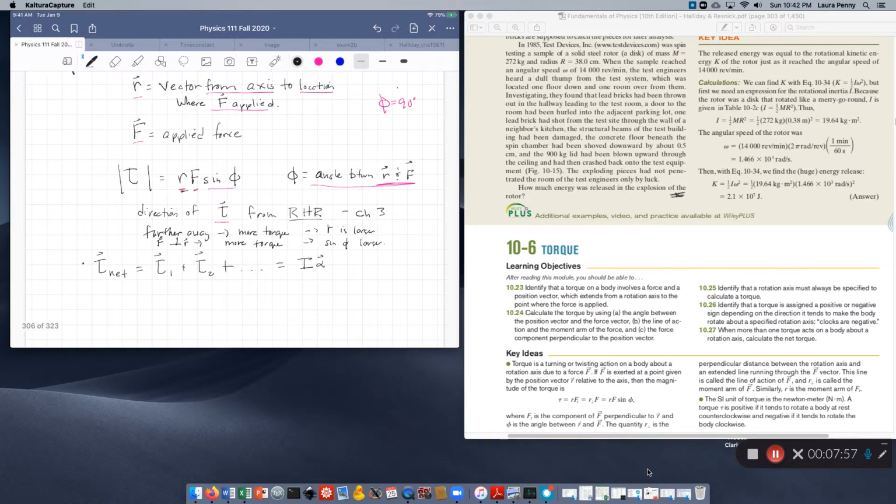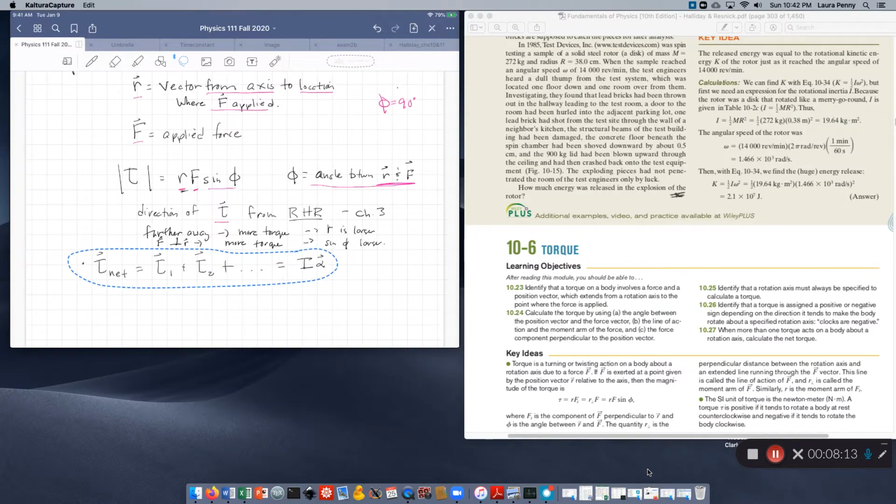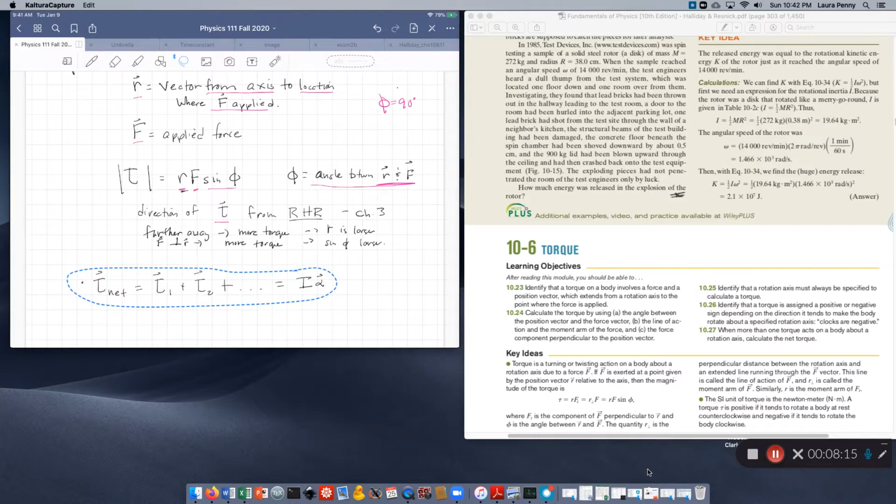Now, that's an individual torque. The actual net torque, let me move this down because it got a little lost in the fine print there. The net torque, much like net force, is when you add up all your torques. So maybe you have multiple forces acting on an object, and so you'd have multiple torques.